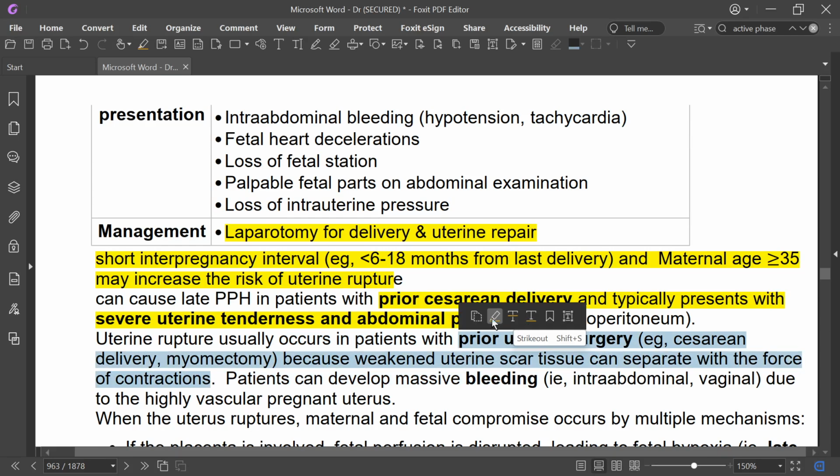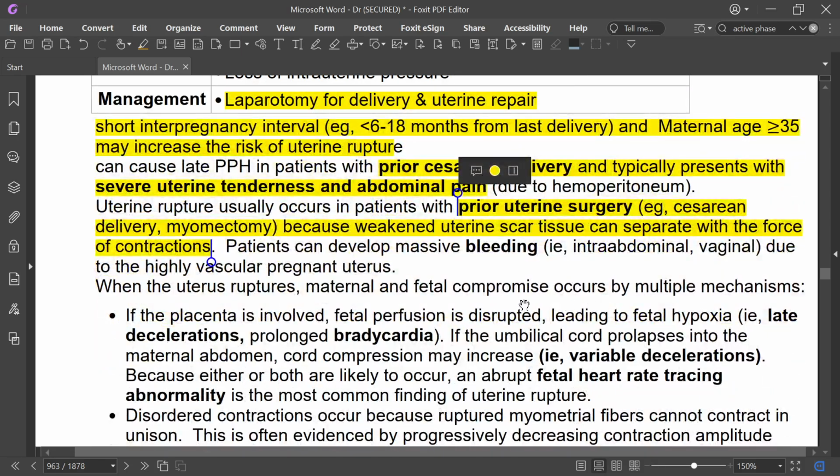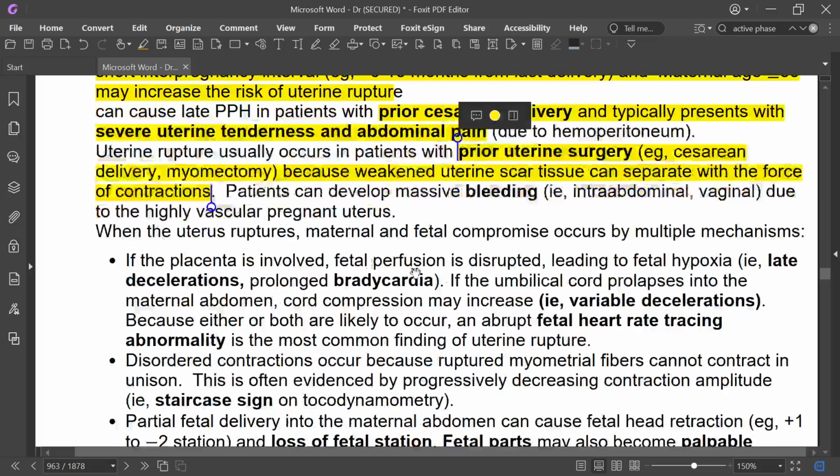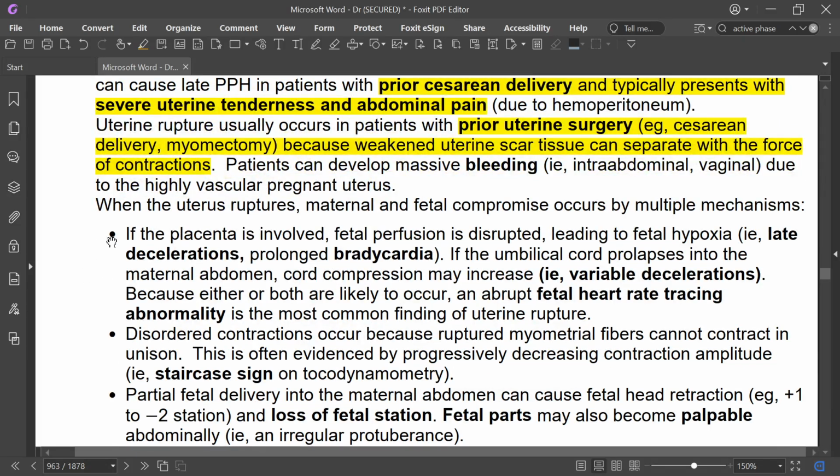Patients can develop massive bleeding due to the highly vascular pregnant uterus. When the uterus ruptures, maternal and fetal compromise occurs by multiple mechanisms. If the placenta is involved, fetal perfusion is disrupted, leading to fetal hypoxia, late deceleration, and prolonged bradycardia. If the umbilical cord prolapses into the maternal abdomen, cord compression may cause variable deceleration.